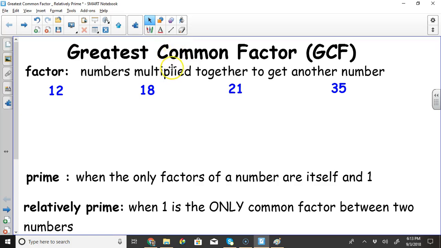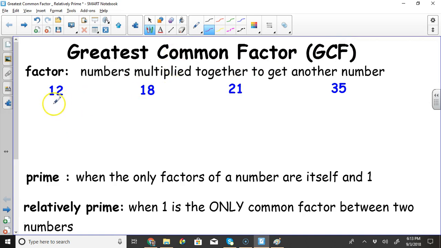This video has quite a bit of vocabulary. First, let's talk about what it means to be a factor. Factors are numbers multiplied together to get another number. And we need to know what factors are if we're going to find what's called the greatest common factor, often abbreviated by GCF.